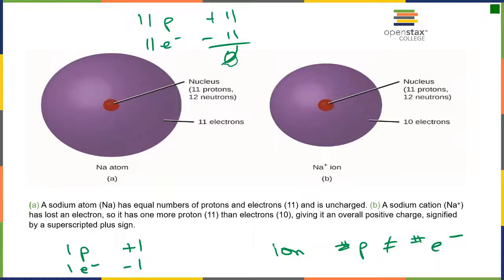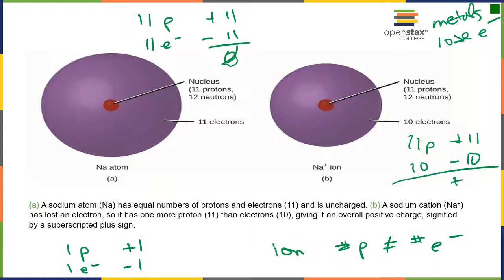Now, sodium is a metal. We know this because it's on the far left of the periodic table. When metals react, they lose electrons. So again, metals lose electrons. In the case of sodium, it's going to lose 1 electron. Now, when it loses 1 electron, it's going to have 11 protons for a charge of +11, and it's going to have 10 electrons, since it's lost 1. So the charge from the electrons is -10, leaving +1 left over. This makes it an ion. Protons are not equal to electrons. It's positive, so this is a cation. Cation means it's got a positive charge.